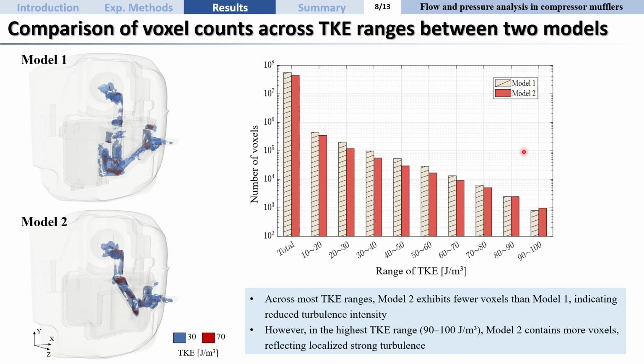The figure on the right shows a quantitative comparison of the number of voxels across different TK ranges for both models. Across most TK ranges, Model 2 shows fewer voxels than Model 1, indicating reduced turbulence intensity. However, in the highest TK range, Model 2 contains more voxels, reflecting localized strong turbulence.